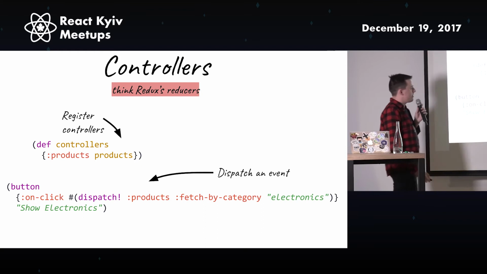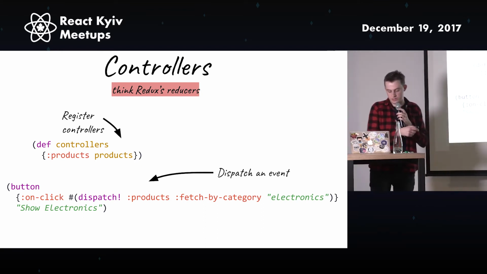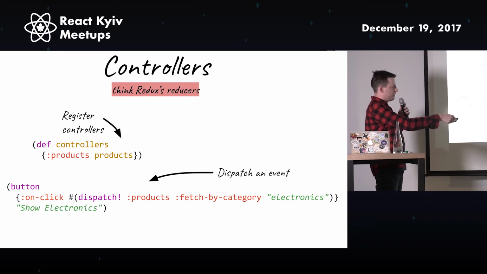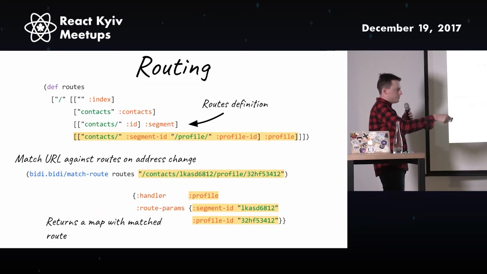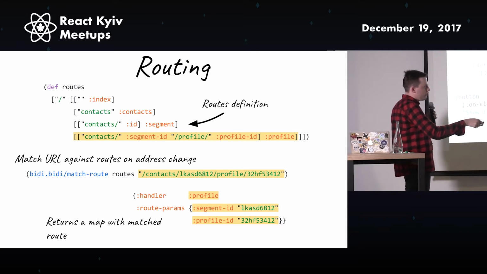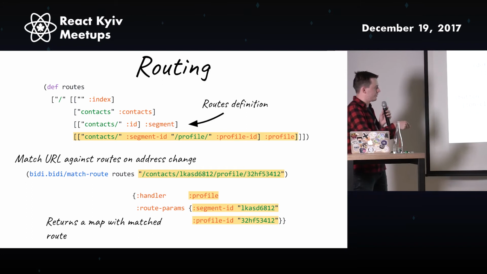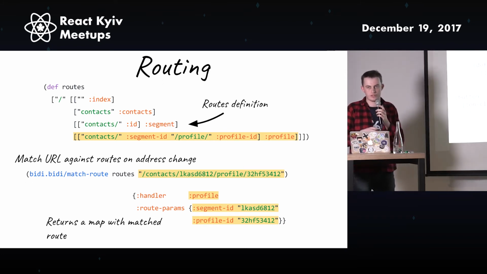Okay. And then we gather all the controllers into a single map the same way as in Redux. And when we want to dispatch some event, for example, products fetched by category, we just use the dispatch function that dispatches against the products controller, which is registered here, and this event. And everything else is arguments. And this special syntax is a shorthand. You can think of it like an arrow function in JavaScript, for example.